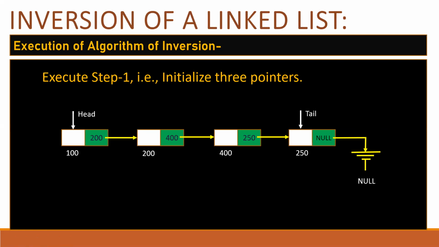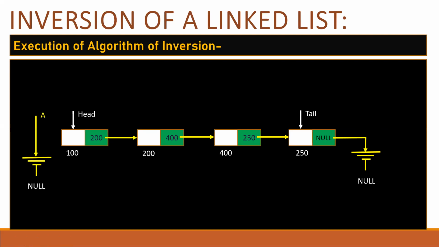So first of all, we take 3 pointers. It means we execute step 1. Pointer A, which is null. Pointer B, which points on the head node. And pointer C, which points on the next of the head node, means second node.